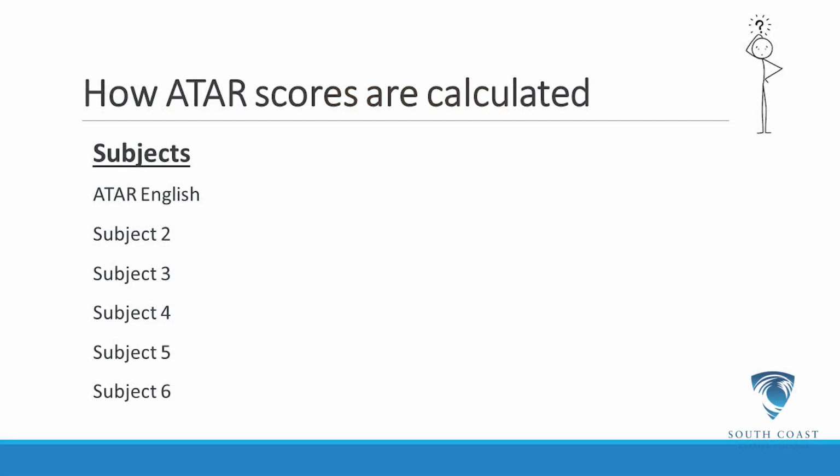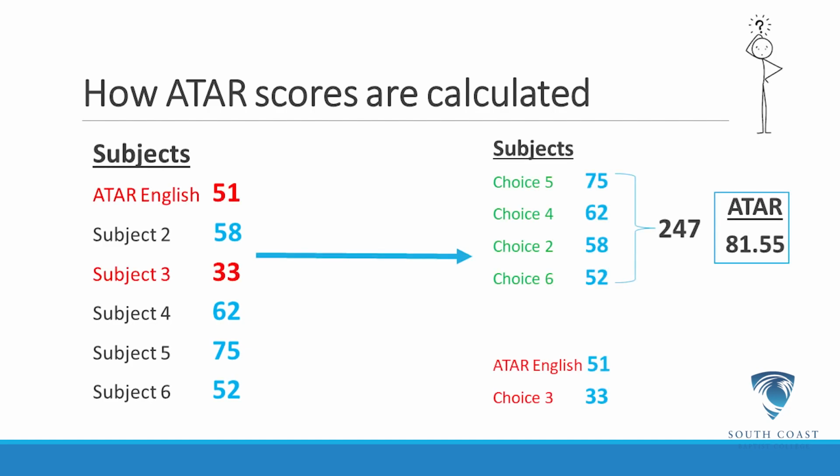So students will be required to select ATAR English as well as another set of 5 subjects that they will choose. At the end of year 12, the students will have their achievement scores for those subjects, but in terms of determining their ATAR, only the top 4 are selected.